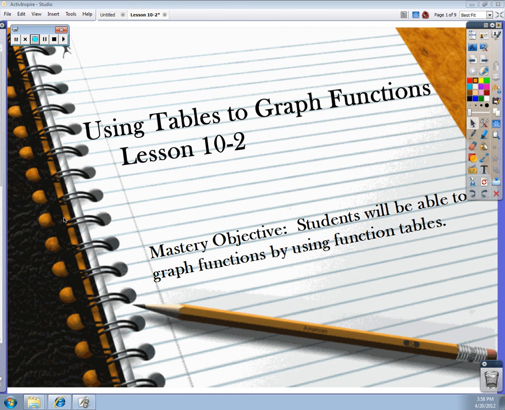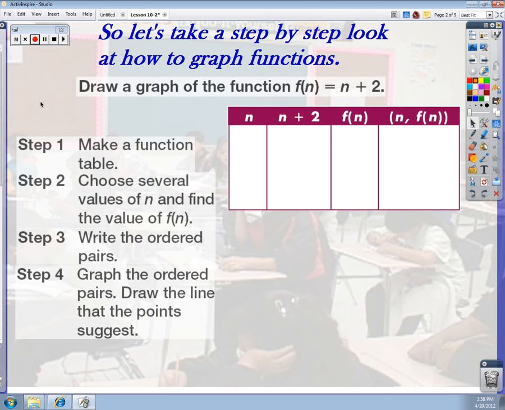Today's mastery objective goes along with lesson 10-2 from their text. The mastery objective is students will be able to graph functions by using function tables. In examining a step-by-step approach to this, we want to first focus in on the function rule of f of n equals n plus 2.